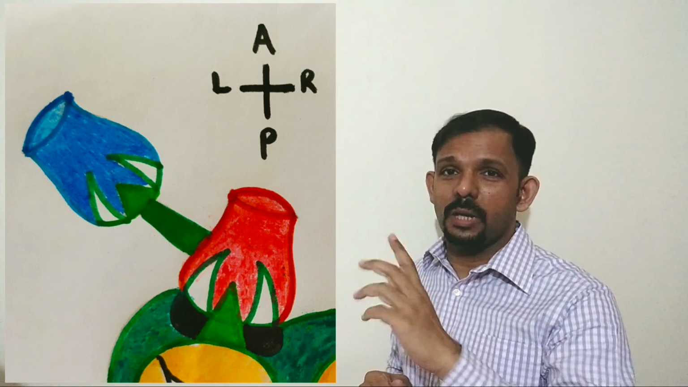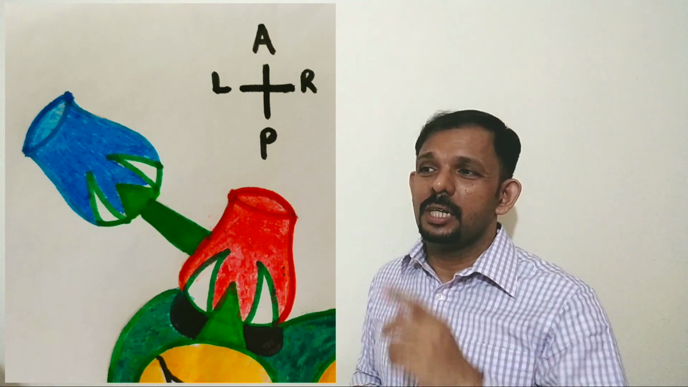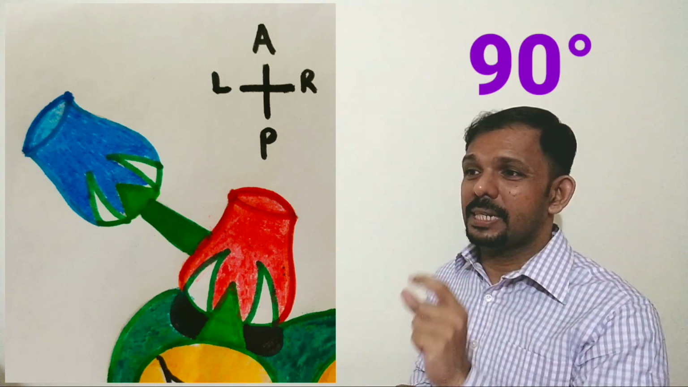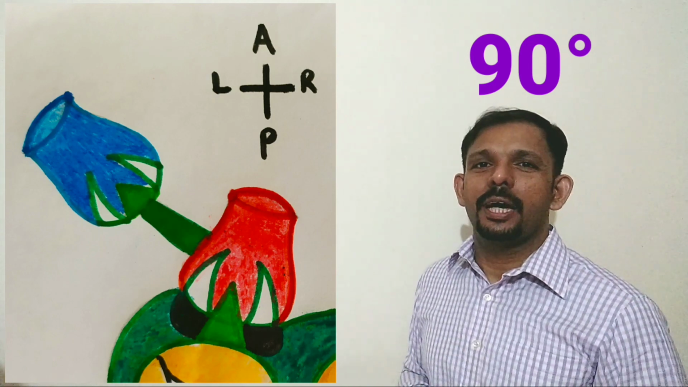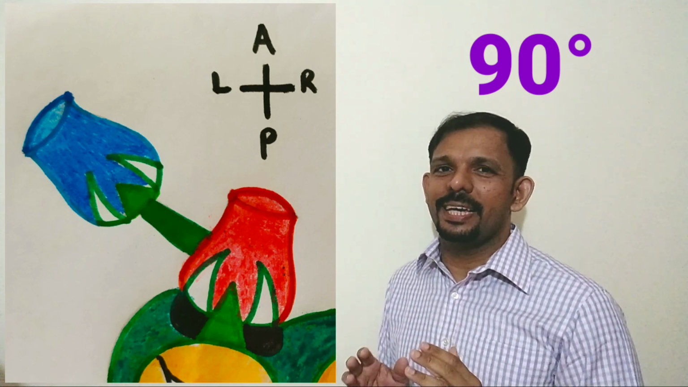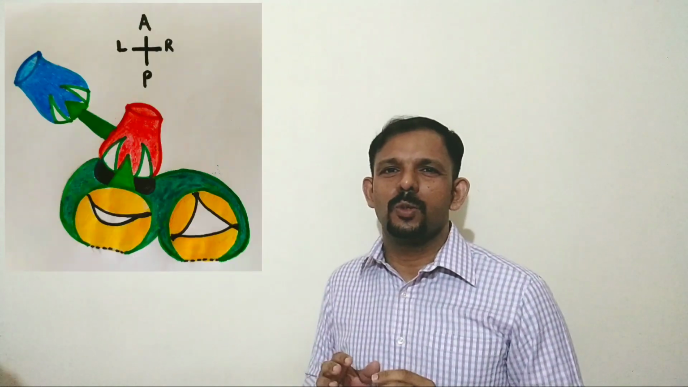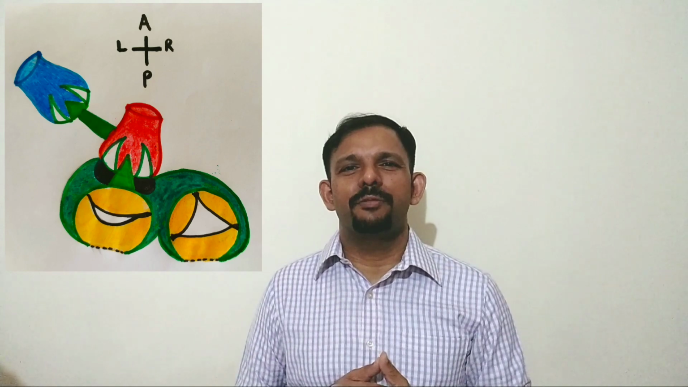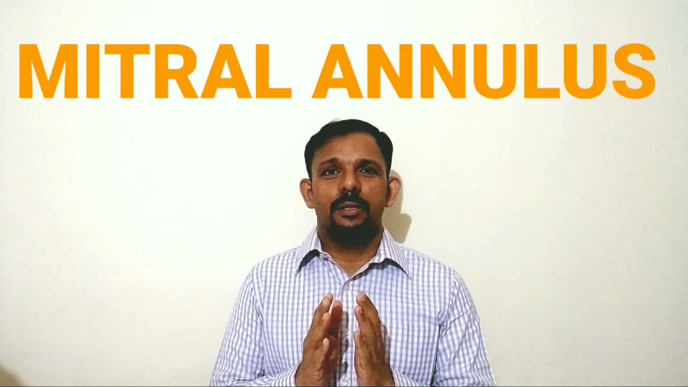Another important thing to note over here, I've already mentioned it, but I'm just repeating it again. If you look at the diagram over here, you can see the pulmonary annulus is at 90 degrees to the aortic annulus. They do not lie in the same plane. So in short, that would be the components of the pulmonary annulus. So now let us come to what are the components of the mitral annulus.